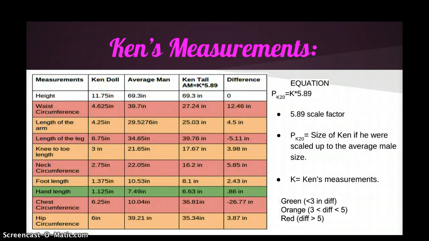And finally, if you take a look at Ken's table, his waist circumference, leg length, neck circumference, and chest circumference are far different than the average 20-year-old male. So they are in red. His arm length, knee to toe length, foot length, and hip circumference are somewhat off from the average, so they are in orange. If you look at his hand length, it is right in line with how large the average 20-year-old man's hands are.